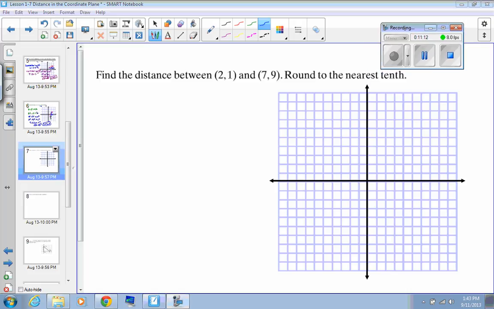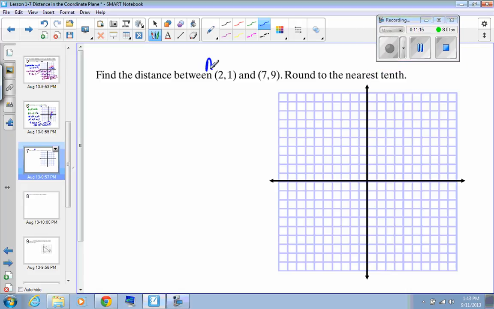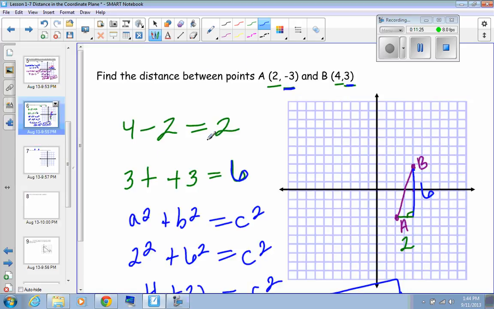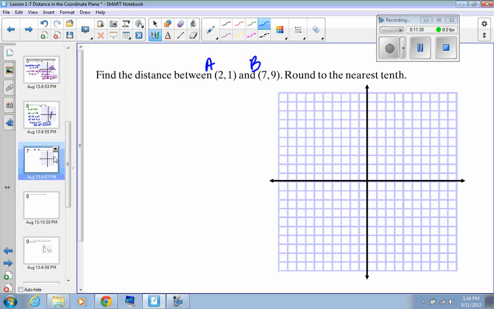Go ahead and try this one on your own. So plot point A and plot point B, connect them, find your vertical, the horizontal. Again, you subtract your x for your horizontal, your y for your vertical, and then solve with the Pythagorean theorem.